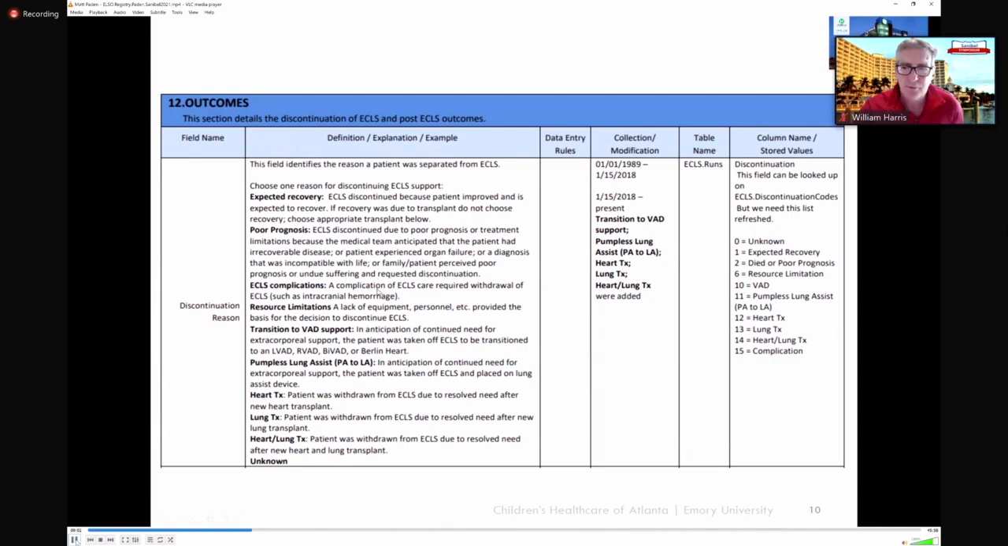But then as things have changed over time, you've seen that we've got other reasons why patients might have come off. Did they transition to a VAD, for example, or a pumpless lung assist? Were they transplanted? If we were looking through 2018, really you only had these first three options that you could say was the reason the patient came off. From 2018 on, now we've got better data on all of the other reasons why a patient may come off ECMO. Again, it allows us to do much more complicated analyses than we were able to do in the past.